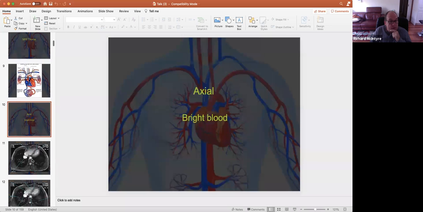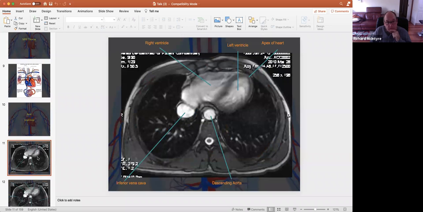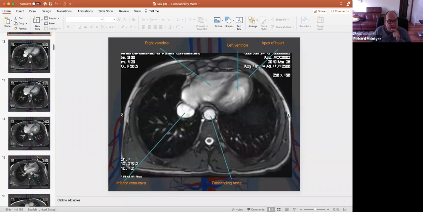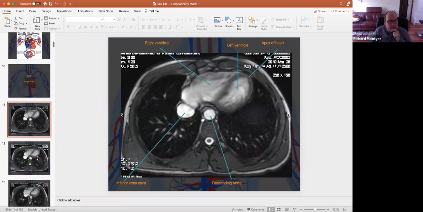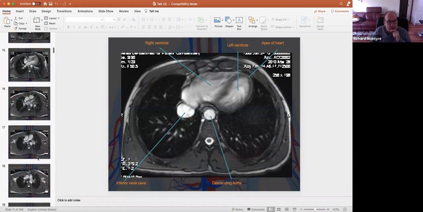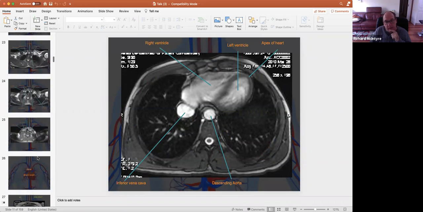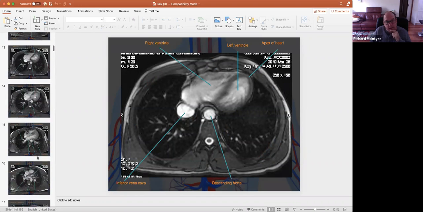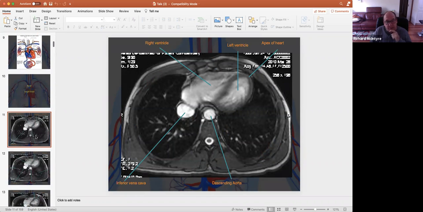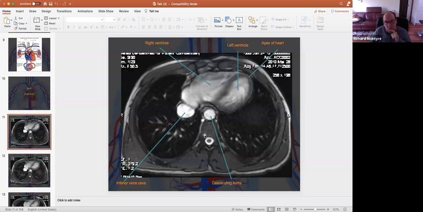Let's see what that looks like on MRI images. These images are going to start from the diaphragm and we're going to move up towards the top of the head. You can see that I've labelled the structures for you. If you play this in your viewer down here when you're revising, don't forget that you can follow structures.